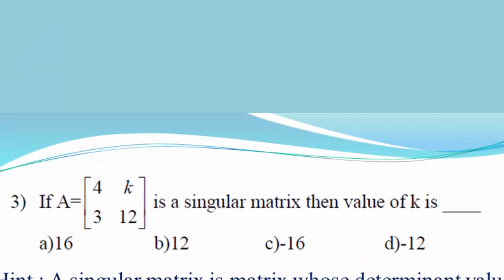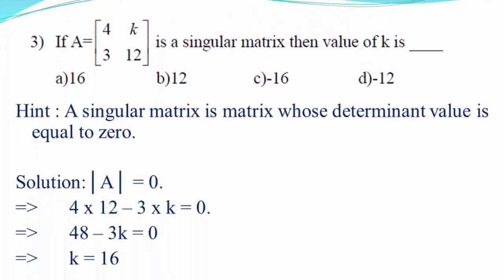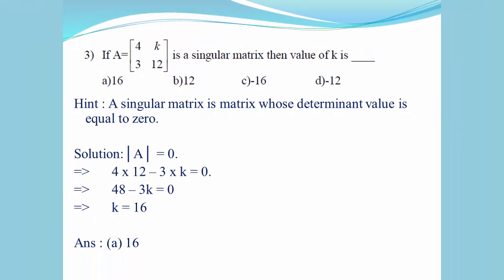Our third question is, if A is a matrix of order 2 by 2 and the elements are 4, k, 3, 12 and it is a singular matrix, then the value of k is. Hint, if A is a singular matrix, then its determinant value should be equal to 0. Here, determinant of A is equal to 0. So, that implies 4 into 12 minus 3 into k is equal to 0. So, it is 48 minus 3k is equal to 0. Therefore, the answer for k is 16. So, it is option A and the answer is 16.